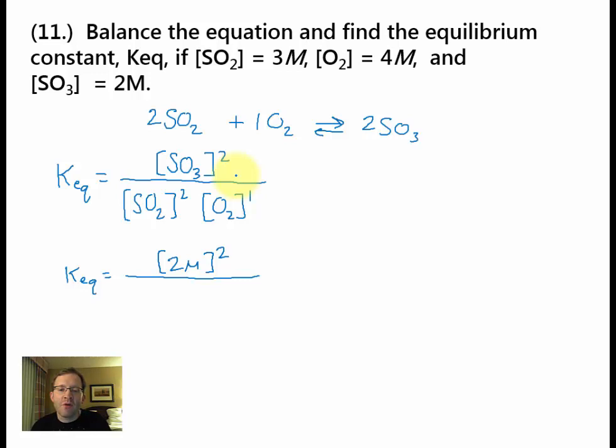But on the top, 2 molar is my SO3 concentration. So the SO3 value is 2 molar. That's dropped in there. SO2 on the bottom is 3 molar. So my first value here will be a 3. And again, it's got a square on it. And then finally, my oxygen concentration, my other reactant, is 4. Okay? So my oxygen will be 4 molar to the first, or just 4 molar. So I've plugged in the 3 values that I know.